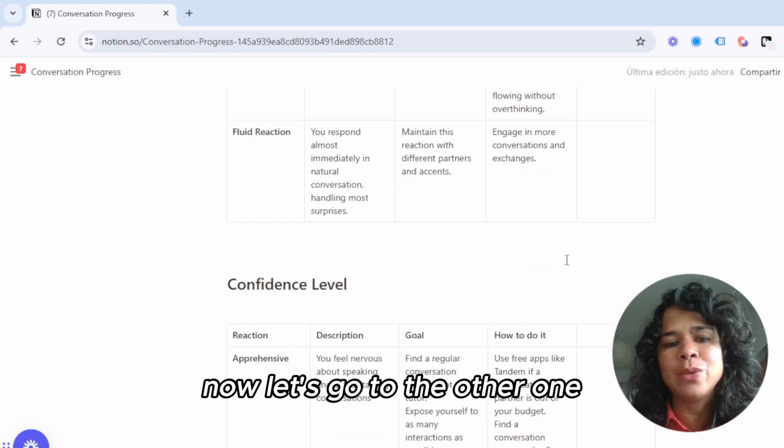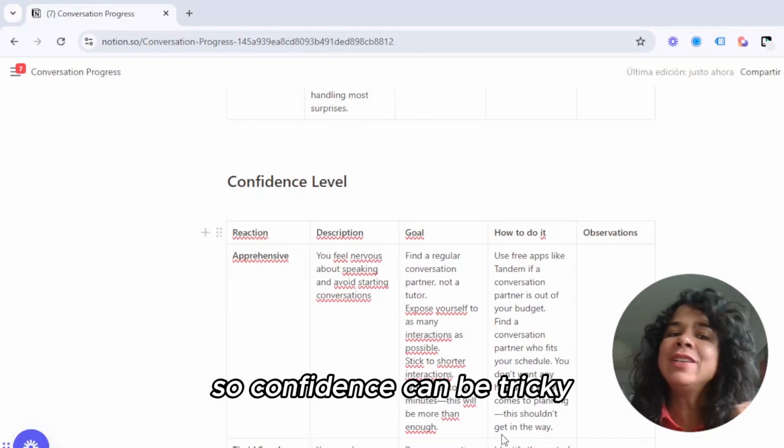Now let's go to the other one to check the confidence level. So confidence can be tricky.